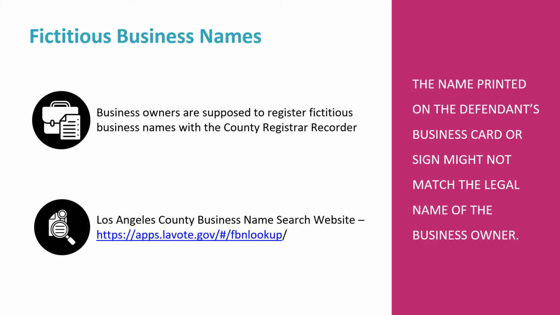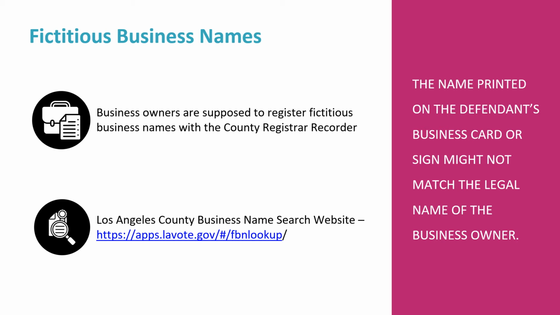Many businesses operate under a name that is not the same as the legal owner of the business. For example, the name on a defendant's business card or on their signpost might not represent their legal name. When the name of the business is different than the owner's name, the business name is referred to as a fictitious business name. The owner of the business is supposed to register the fictitious business name with the county register recorder where the business is located.